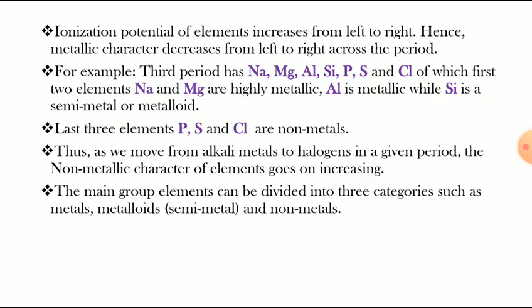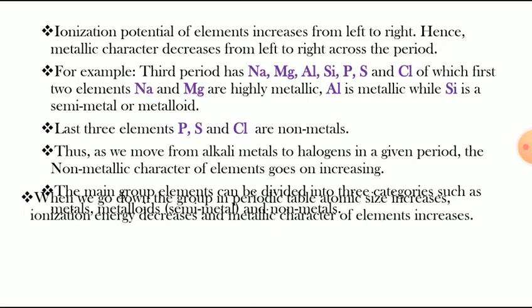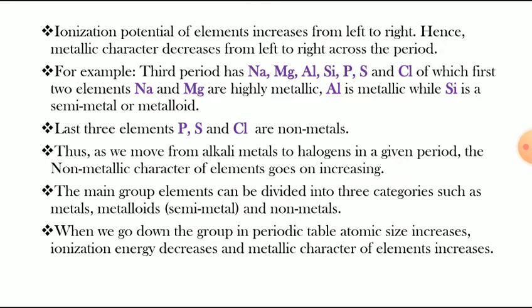The main group elements can be divided into three categories: metals, metalloids or semi-metals, and non-metals. When we go down the group, we have seen group 1, group 2, and groups 13, 14, 15, 16, 17, 18. As we go down the group in the periodic table, atomic size increases because atomic number also increases, ionization energy decreases, and metallic character of the element increases.